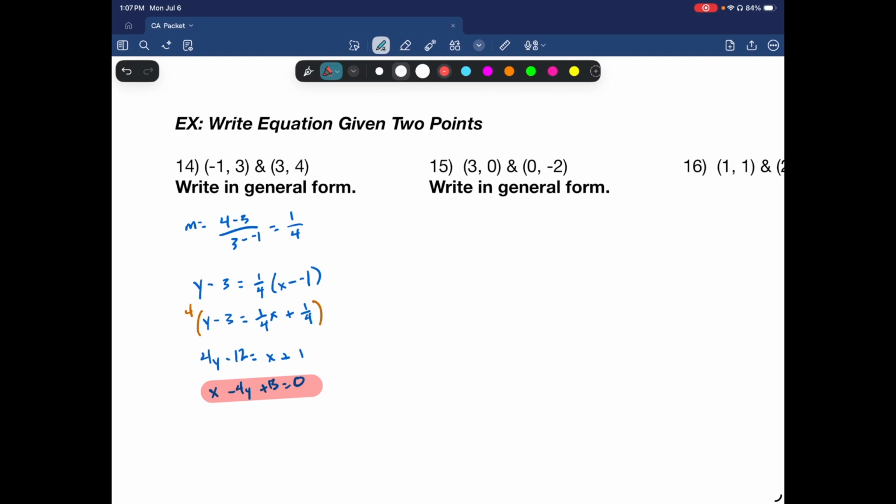Okay, let's do 15. So I got slope is going to be negative 2 minus 0 over 0 minus 3. I got negative 2 on top, negative 3 on the bottom, which is going to give me a positive 2/3. All right, so I got y minus. I'm going to use my first point of 0, 3, and you'll see why I chose that one in just a second. So I got y minus 0 equals 2/3 x minus 3.